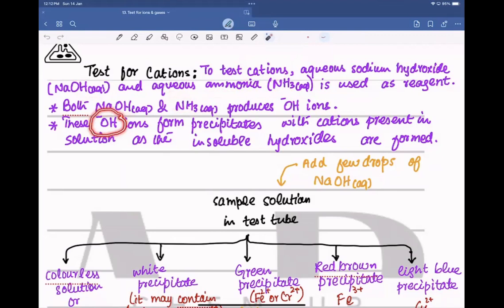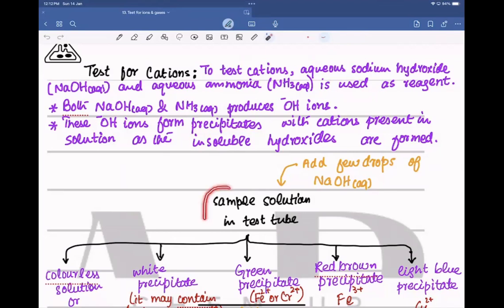When these hydroxide ions are released, they combine with the positive ion to form the hydroxide of that metal. As the hydroxide of that metal is water insoluble, it forms a precipitate. By the color of that precipitate, we are able to identify which cation is present. Let's see how we will perform it.